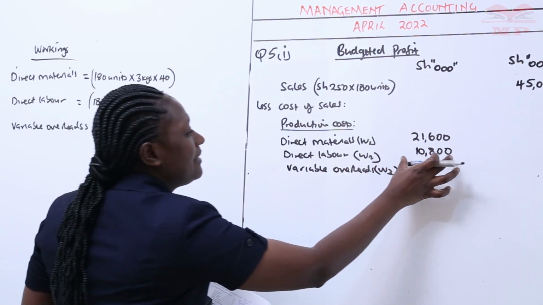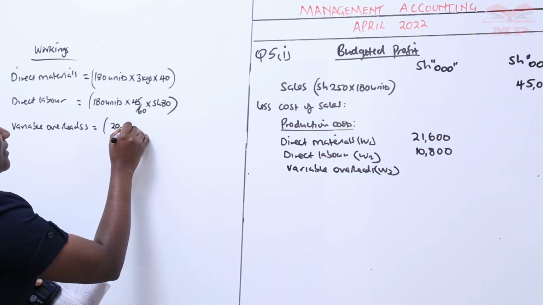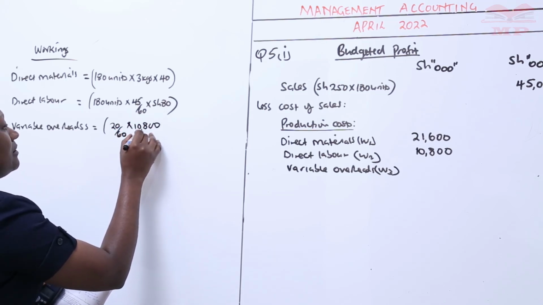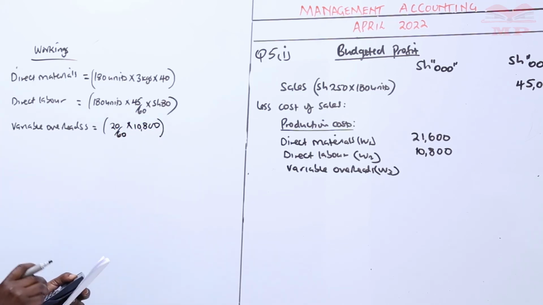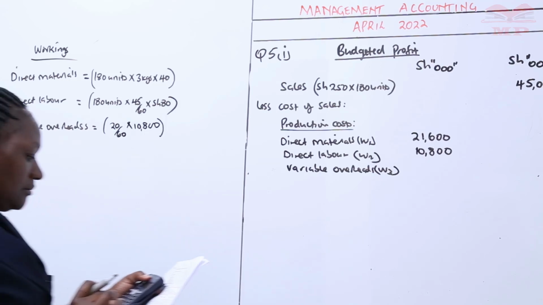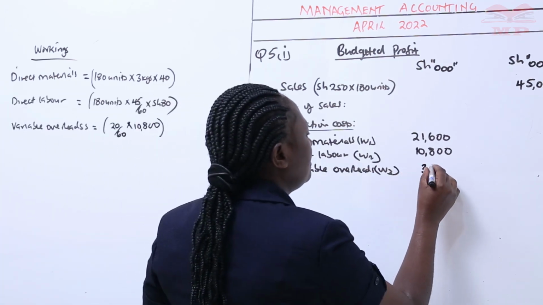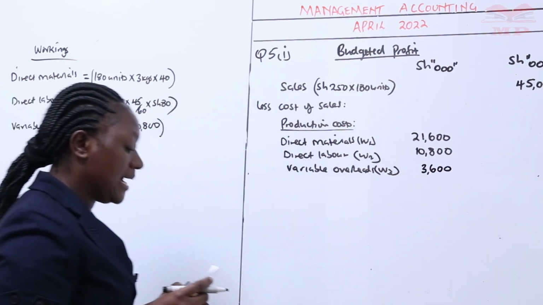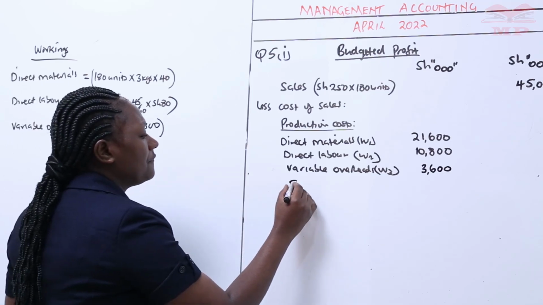Then we multiply by 10,800. That will give you the variable cost, which is absorbed on labor. This is 3,600. We also have fixed overheads.